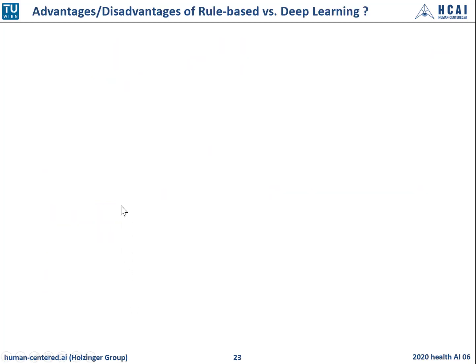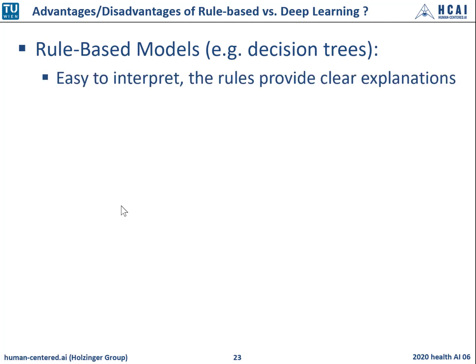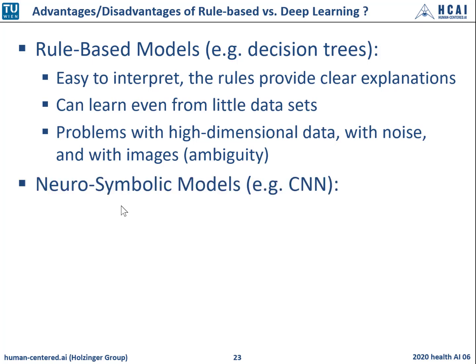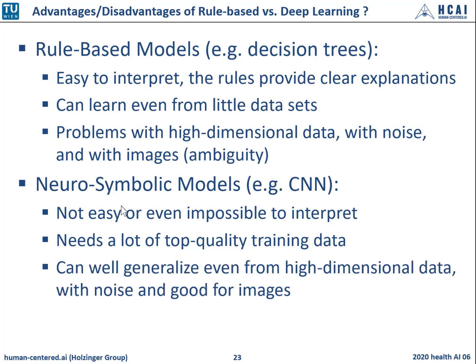So, relatively easy to interpret are rule-based models. For example, decision trees, they are easy to interpret. The rules provide clear explanations already. They can learn even from little data sets, but have problems with high-dimensional data, with noise and with images, that means ambiguity, okay? And then we have these neural models, for example, deep learning, convolutional neural networks. They are not easy, sometimes even impossible to interpret, and they need a lot of top quality training data. So this is also a very, very important difference. But they can generalize well even from high-dimensional data with noise and are good for images.